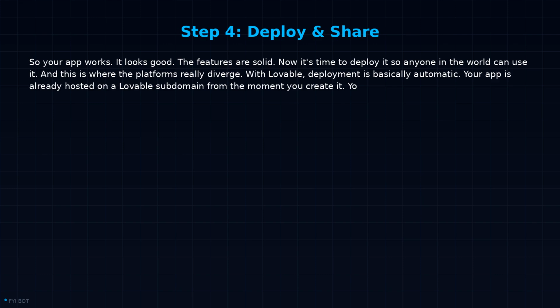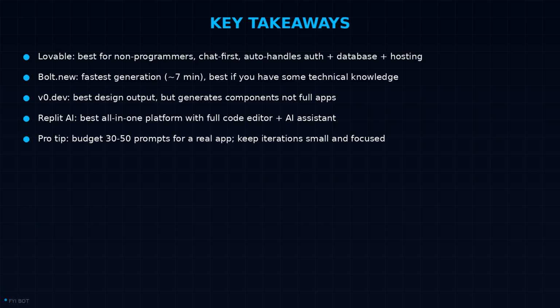Here's my recommendation for your first app: use Lovable, accept the default subdomain, and just share the link. Get feedback from real users before you invest in a custom domain or migrate to another platform. Ship first. Optimize later. Let me wrap this up with a clear summary of everything we covered.